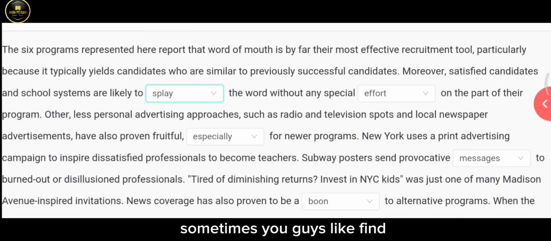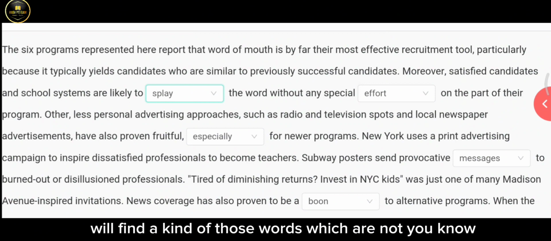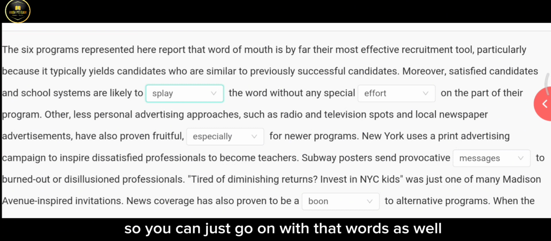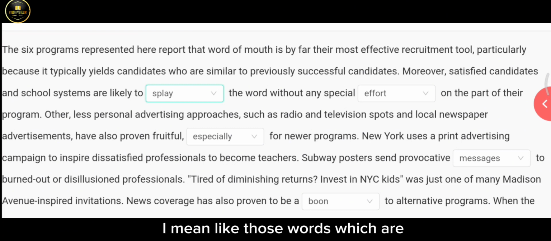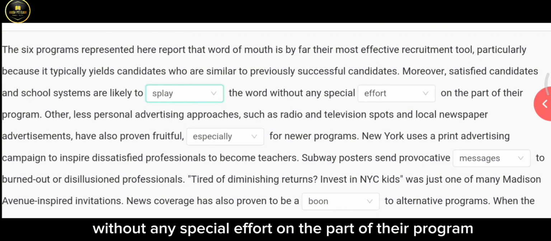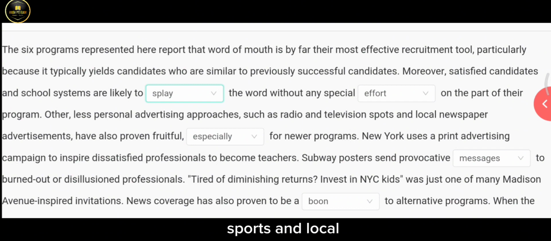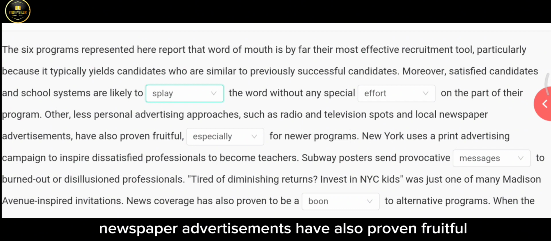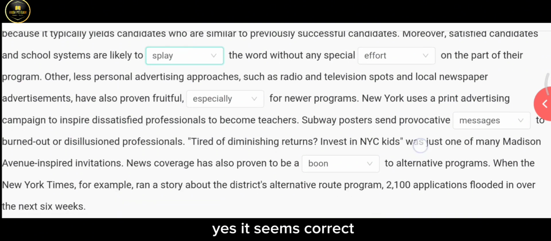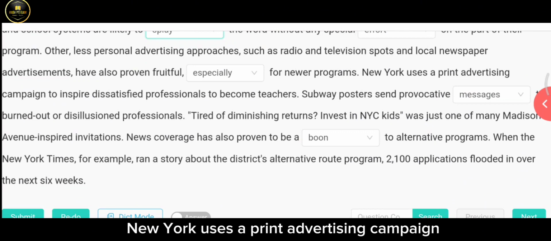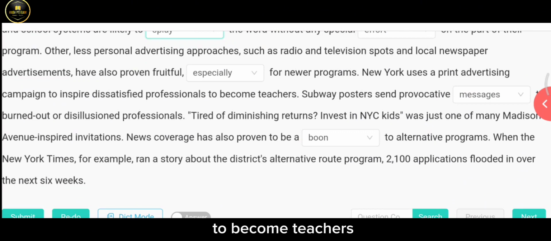Sometimes you will find words which are not recognizable to you, so you can just go on with those words as well. I mean those words which are not here in your dictionary, right? So without any special effort on the part of their program, other less professional advertising approaches such as radio and television, sports and local newspaper advertisements have also proven fruitful, especially for the newer programs. Yes, it seems correct.